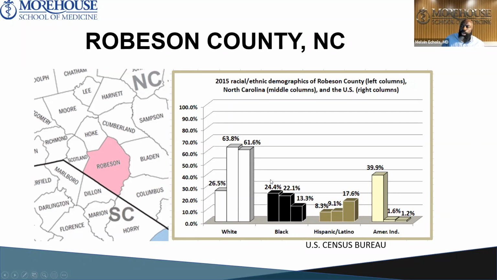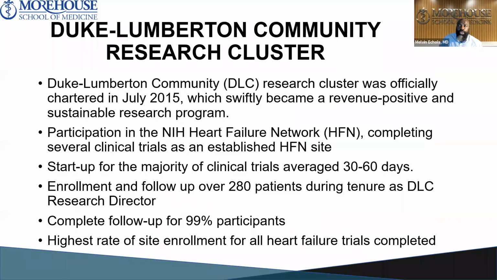So what you see here is the demographics of Robeson County first, and then the demographics of North Carolina and then the US. What you'll notice is Robeson was pretty diverse. It was about a third white people, a third Black people, and a third Native American. The Lumbee tribe is the tribe that resides in Robeson County, so we have a lot of Native Americans there. And so, as I said, I went down there, and we started with one trial.